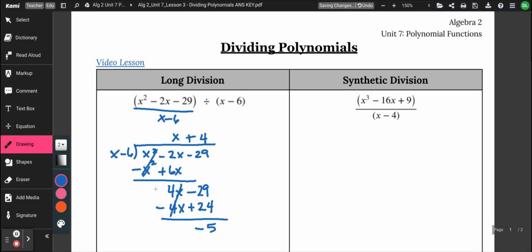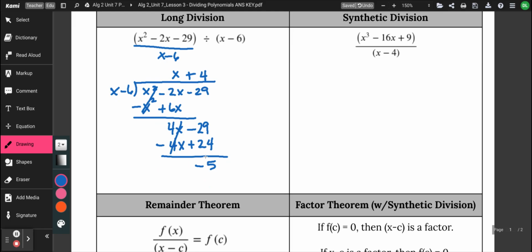And this term has a lower degree than our term outside, so that means we're finished. So this is actually our remainder. And so our answer is going to be x plus 4 minus 5 over x minus 6. Remember, our remainder always goes over the number out here. And this is the answer when we divide. Okay, that is long division.